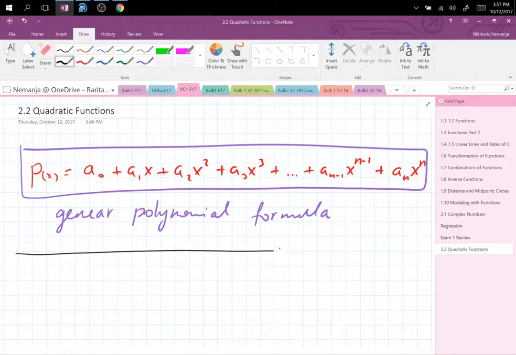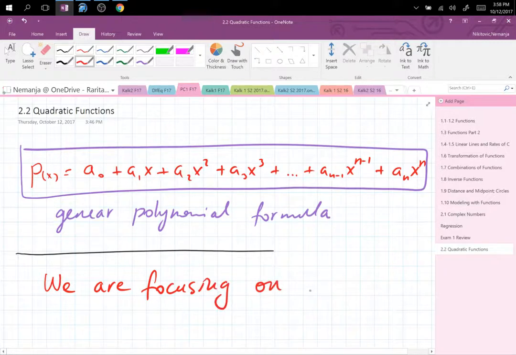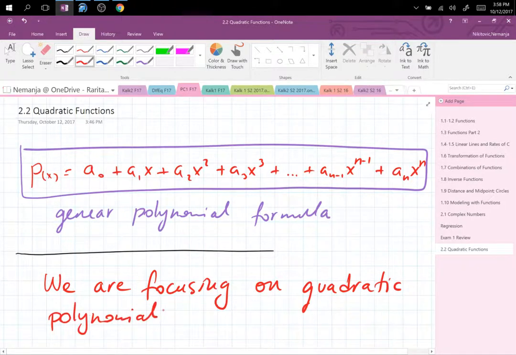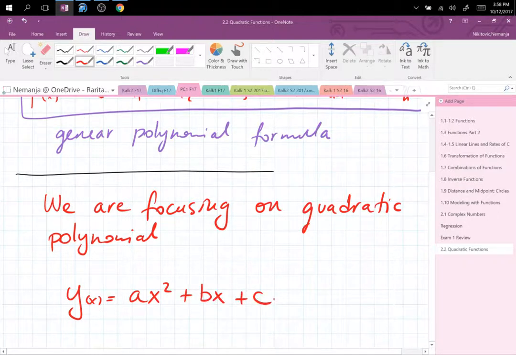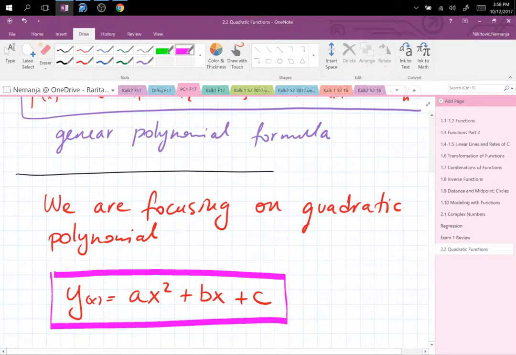We are focusing on the quadratic polynomial, and that one is y of x or f of x equals ax squared plus bx plus c. This is one of the forms. We'll learn the other forms as well. So this is one of the forms in which you can find this one.